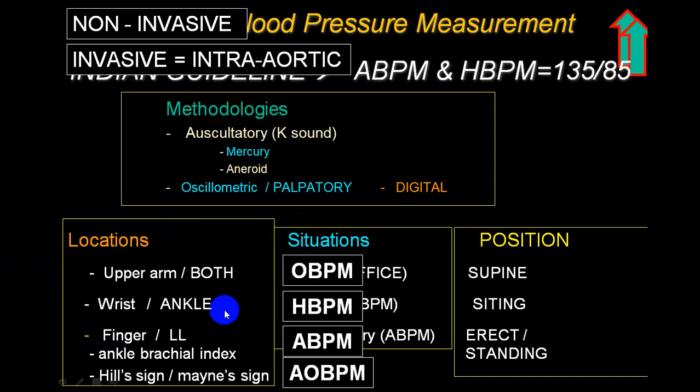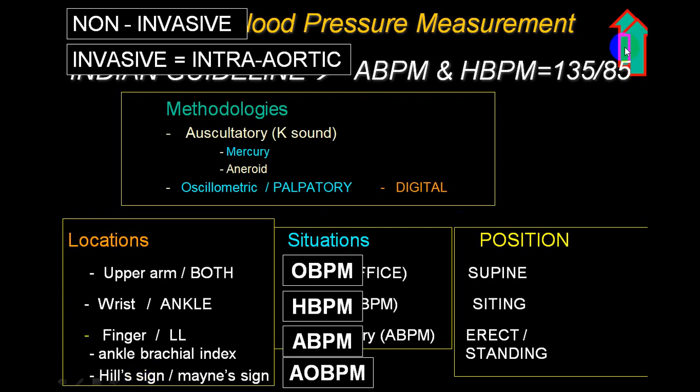Lower limb blood pressure monitoring is a good number of times helpful to differentiate some of the conditions in the thoracic aorta. If you come across a lower limb blood pressure which is very high and there is a very wide pulse pressure, it is called Hill's sign. And there is another sign we call Menes sign. So this is positive in case of what we call aortic regurgitation.